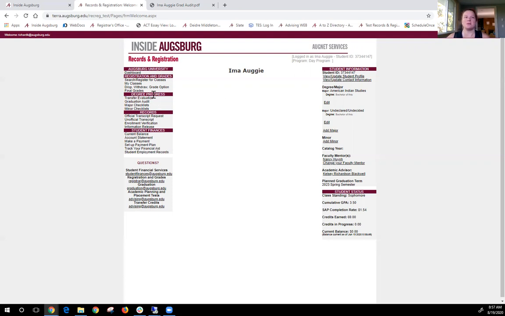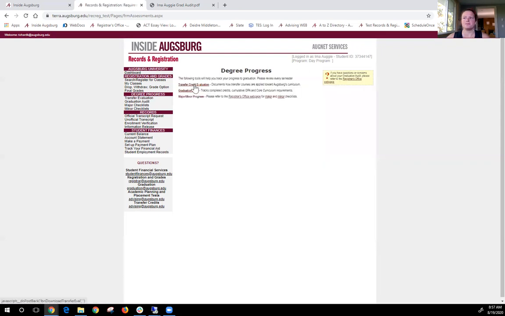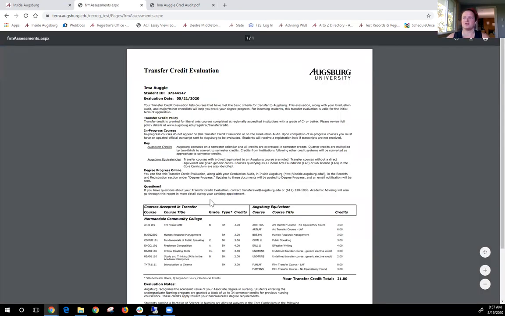All right, let's jump over to degree progress. Let's click on Transfer Credit Evaluation. As you scroll down, you'll see any courses accepted in transfer on the left and the Augsburg equivalent on the right. Any college courses that you received lower than a C- will not be accepted in transfer and won't show up on this document.